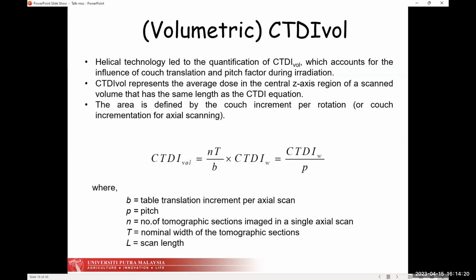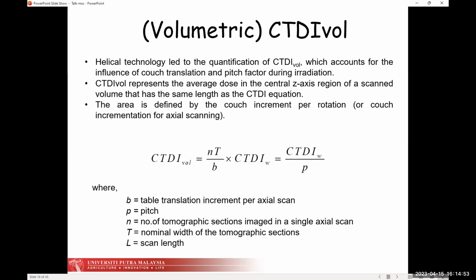And then with the introduction of the helical scanning technique in 2000, this led to the quantification of volume weighted CTDI, or CTDI vol. This CTDI vol accounts for the influence of gantry translation as well as pitch factor during the irradiations. The CTDI vol basically represents the average dose in the central z-axis region of the scan volume and has the same length as the CTDI equations.